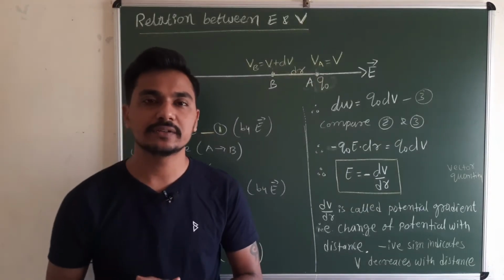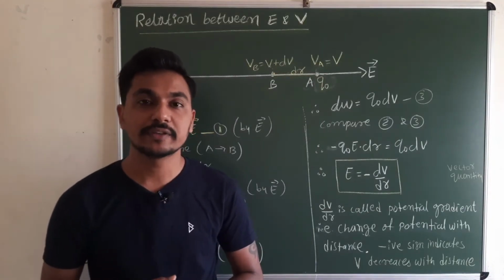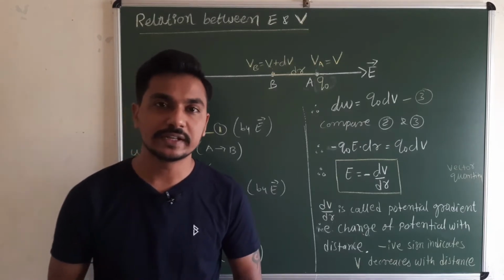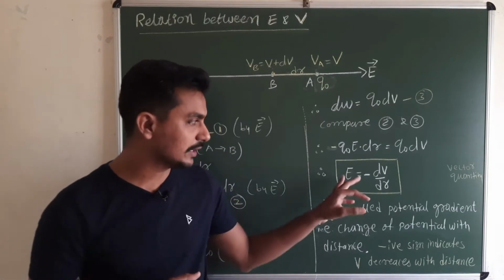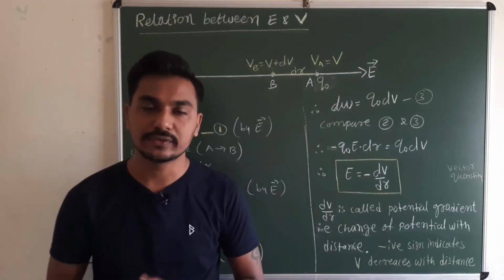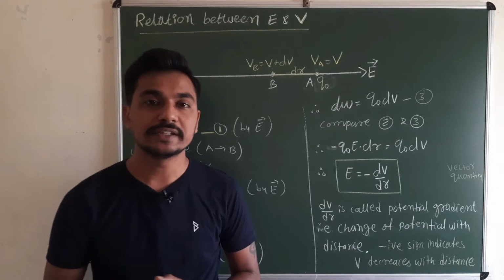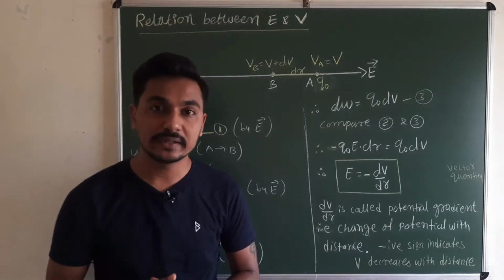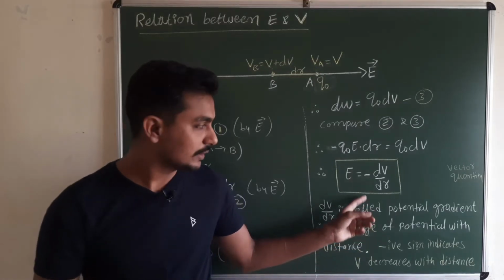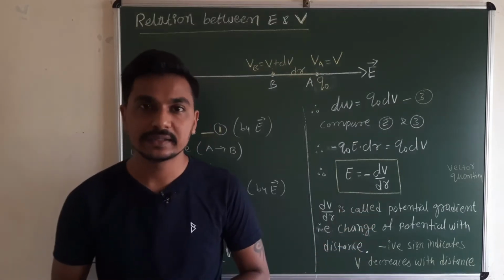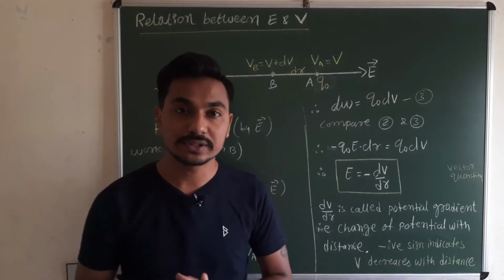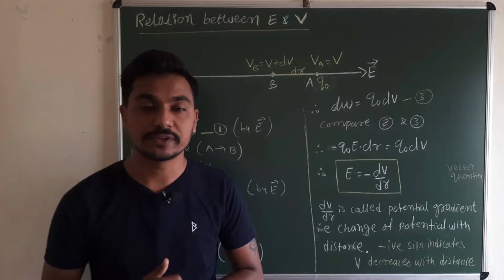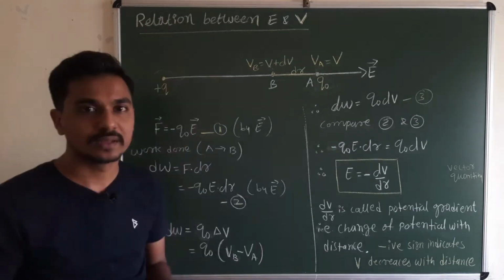In this lecture, we are going to discuss the relation between electric field and potential difference, and we will derive two equations which relate electric field and potential difference. We will also discuss equipotential surfaces, and then we will solve numericals related to E equals minus dV by dr, V equals E dot dr, and also related to the equipotential surfaces. So let us start our discussion.